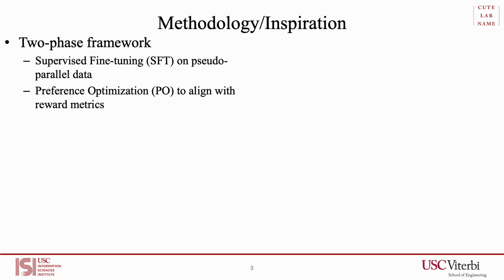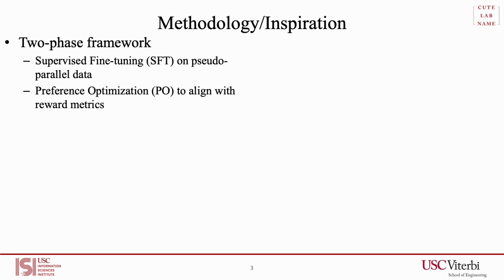In this work, we're going to follow a two-phase framework. Starting from a pre-trained model, we're going to acquire some parallel or pseudo-parallel data that exhibits the phenomena we'd like to learn, and we're going to do supervised fine-tuning where we maximize a language model objective on that data. After that, we're going to use preference optimization techniques like PPO or DPO to align the behavior of our model with some desired reward metrics.